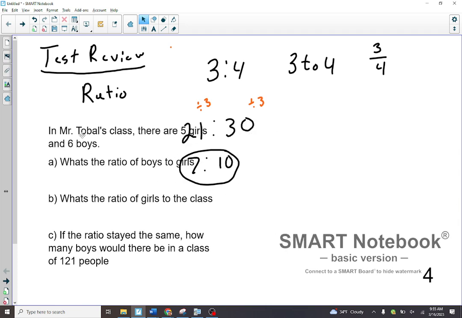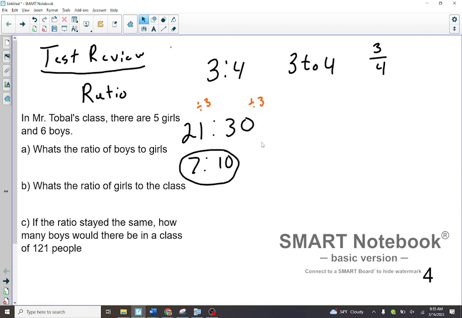Okay. All right. So these are the type of questions you can get on your test. First one is the basic. What's the ratio of boys to girls? So make sure it's 6 to 5. Make sure you do it in the right order. Being in the wrong order will mess you up.